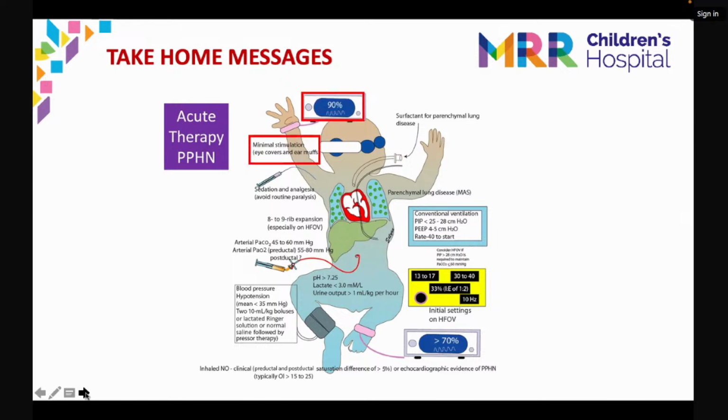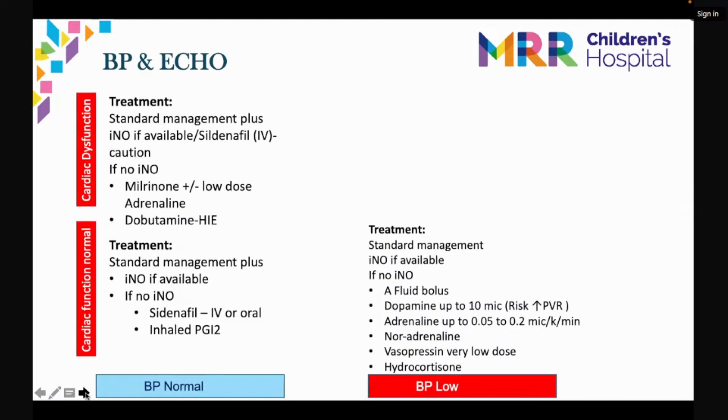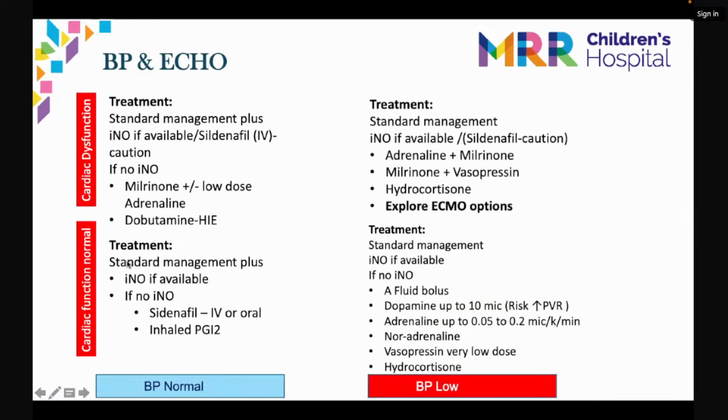These are just the last two slides that I would like to briefly discuss, what the previous team discussed. If you have a lung where you have normal cardiac functions and normal BP, then you can have your standard management, supportive measures. And if INO is available, then INO. If INO is not available, but your BP is normal, you can start sildenafil. As a unit, we do not usually give a loading dose of sildenafil. We just give a maintenance dose of around 1.6 mg per kg per day or 0.07 mg per kg per hour.